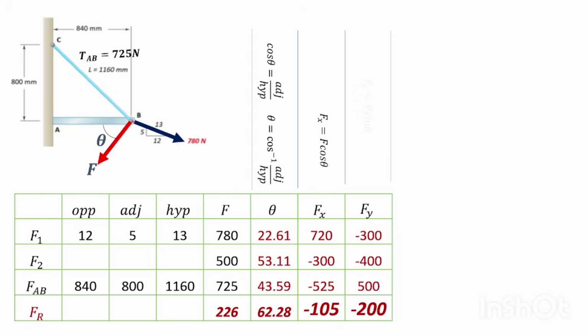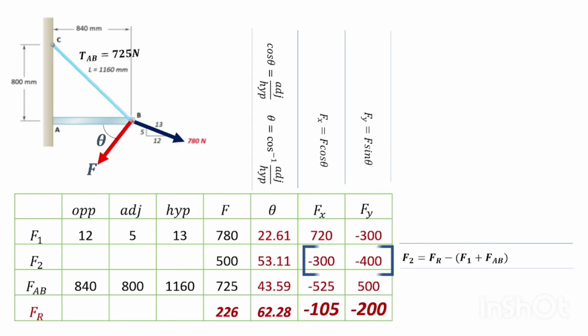Having gotten that, you can also find your Fy components by multiplying by sine theta. If you do that, you can find your Fy component for F1, and you can find your Fy component for FAB and FR. Having gotten all this, it's now easy to find your force F2, which is what we are looking for in this case. You just write down your formula: F2 is equal to the resultant minus F1 and FAB.